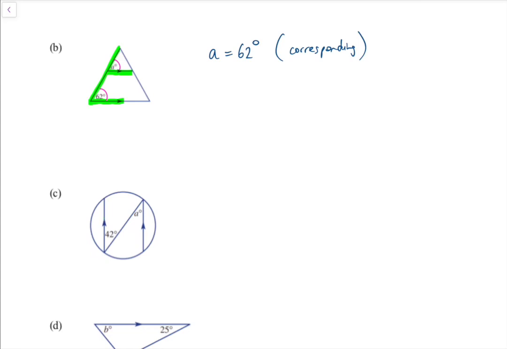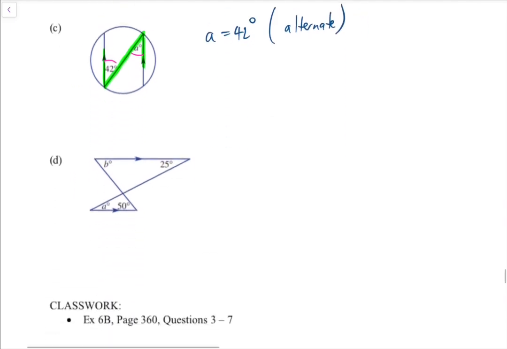For part C, there's one parallel line, there's another parallel line. If I join that line there, I can see a Z shape. So those two angles are equal. If it's a Z shape, A equals 42 degrees because they are alternate. Z shape means using the alternate angles.